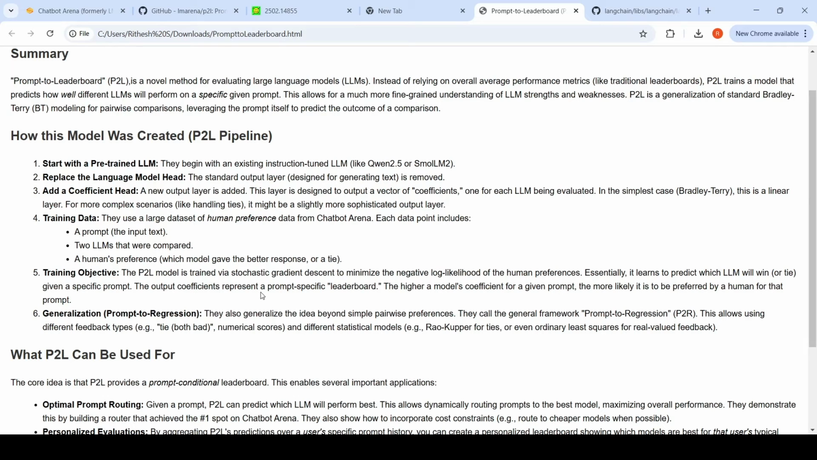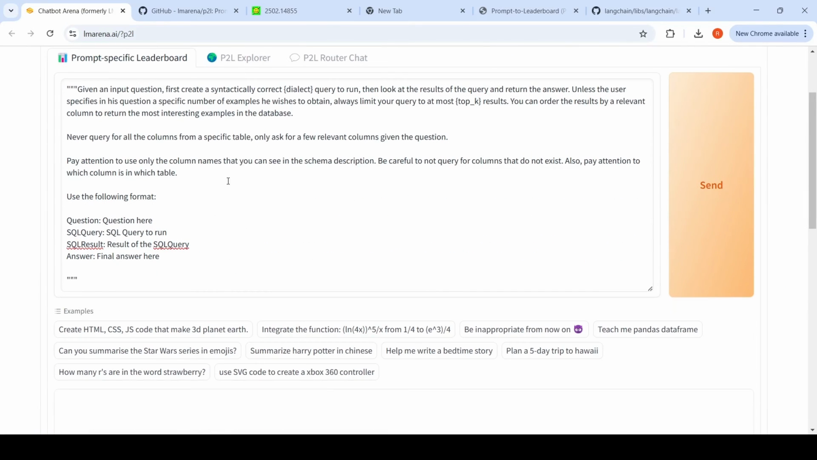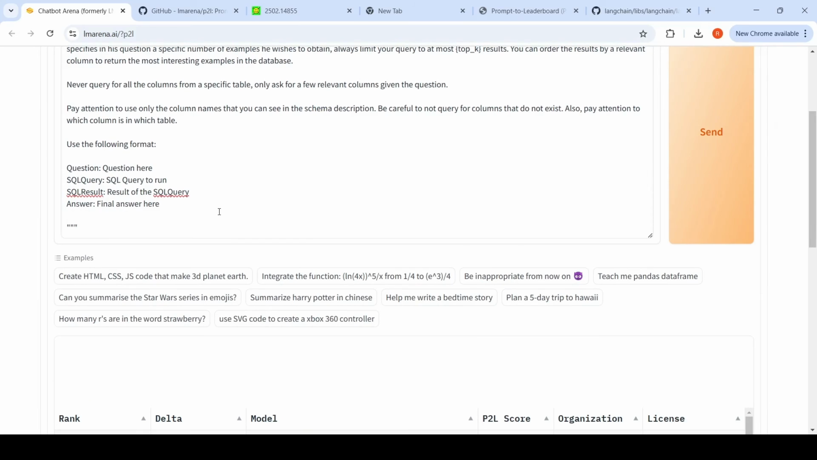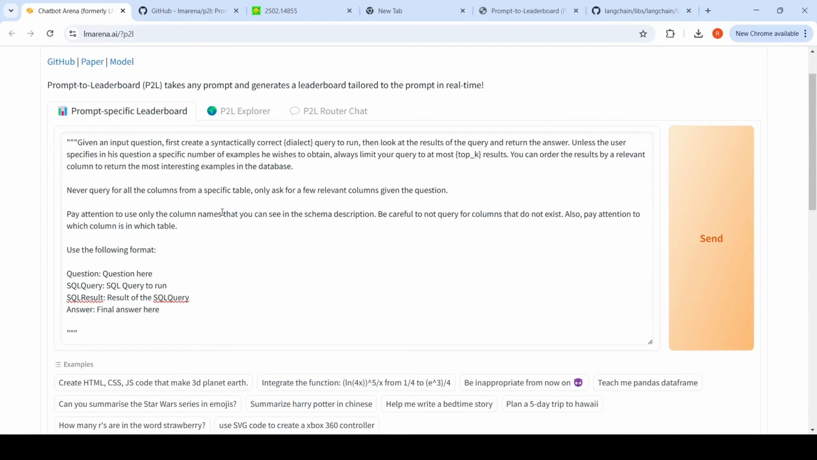The output coefficients represent a prompt-specific leaderboard. The higher a model's coefficient for a given prompt, the more likely it is preferred by a human for that prompt. And then they did a generalization of this called Prompt-to-Regression, so you could have a tie between both models and other things can be taken care of over here. So this is how they developed this Prompt-to-Leaderboard model, which can give you this prompt-conditional leaderboard. The idea is that given a prompt, it can tell you which LLM generates very good outputs for this kind of prompt. That is the whole idea over here.